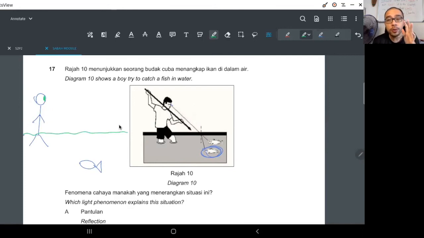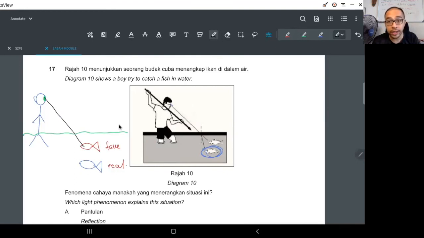The shortcut I like to teach is this. What you do is you first draw the fake fish on top of the original fish. Just draw anywhere. Draw the fake fish on top of the real fish. So this is the fake fish. This is the real fish. Secondly, you draw a straight line from the eye of the fake fish to the eye of the person.